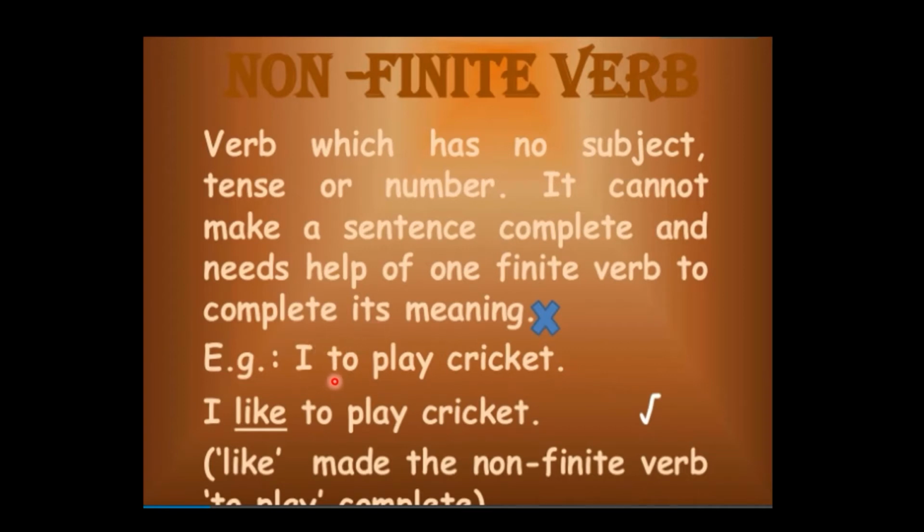See this example. If you say I to play cricket, this is not a complete sentence. Now this to play is a non-finite verb, and it will be helped by a finite verb, only then it will make sense. I like to play cricket. So this is correct. The first sentence was wrong, and now this sentence is correct because this non-finite verb has taken the help of a finite verb, like. I like to play cricket. So you see that like made the non-finite verb to play complete.